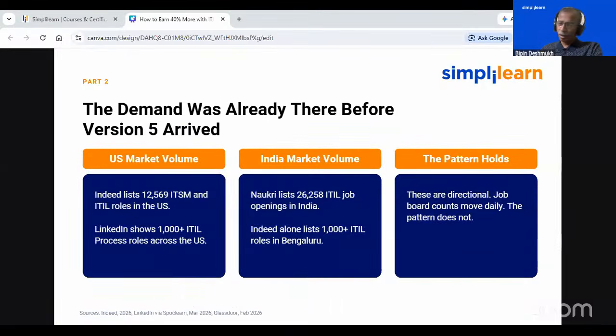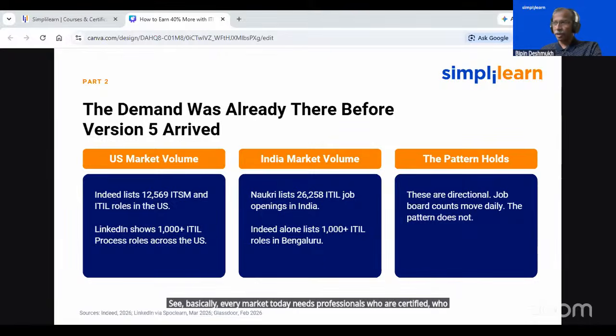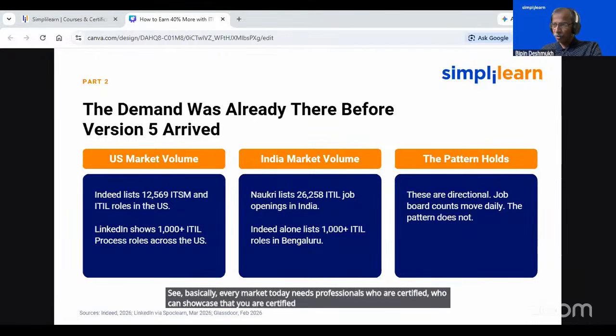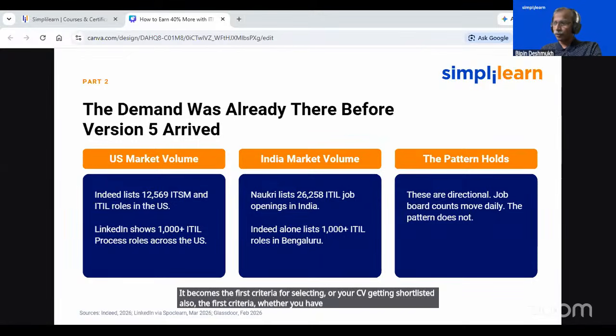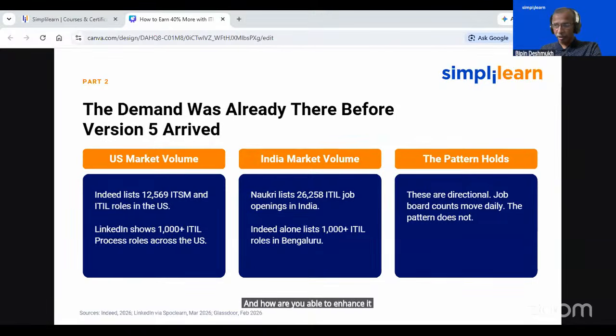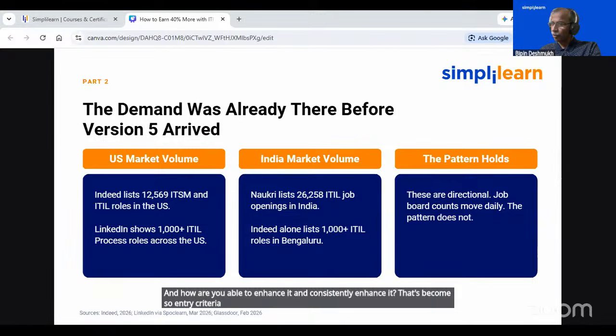See, basically, every market today needs professionals who are certified, who can showcase that they are certified. And today, all said and done, it becomes the first criteria for selecting or your CV getting shortlisted. Also, the first criteria is whether you have done ITIL version 4 or 5 or not, and how you are able to enhance it and consistently enhance it. That becomes an entry criteria or scrutiny criteria, what you can say.